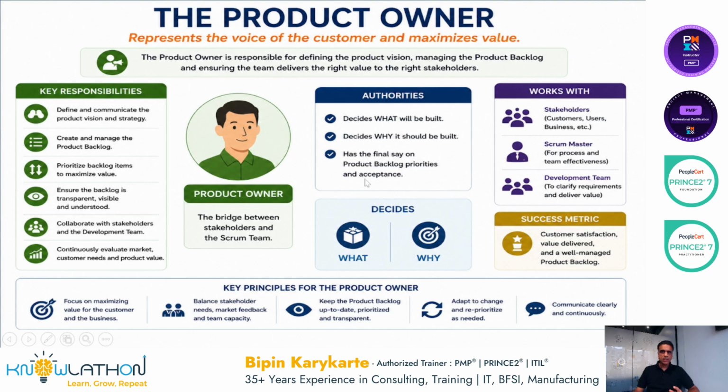The authorities carried by the product owner are: decides what will be built, decides why it should be built, the justification for what, and has the final say on product backlog priorities and acceptance. Okay, works with stakeholders, that is customers, users, business users, etc. Works with the Scrum Master for process and team effectiveness, and with the development team to clarify requirements and deliver value. Success metrics are customer satisfaction, value delivered, and a well-managed product backlog.